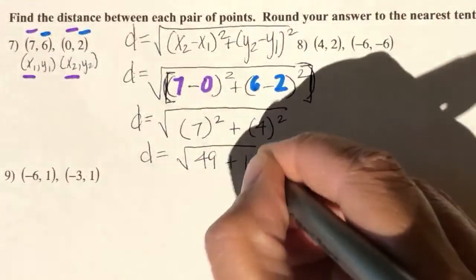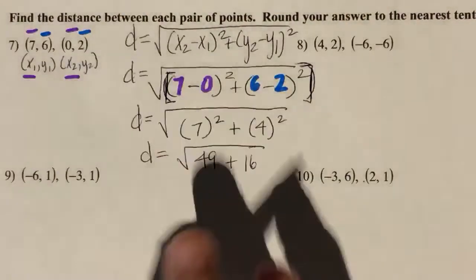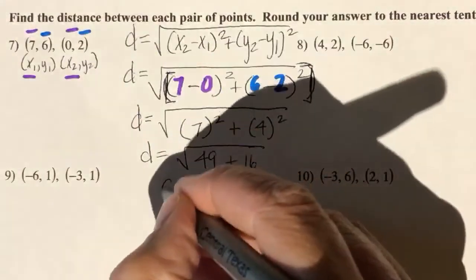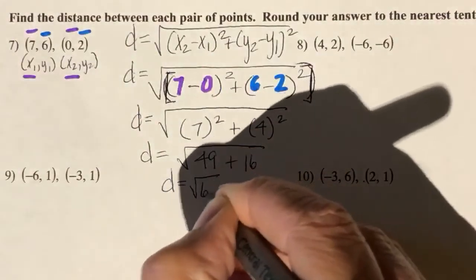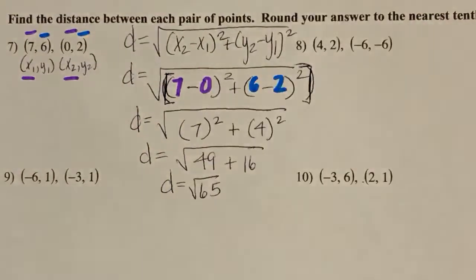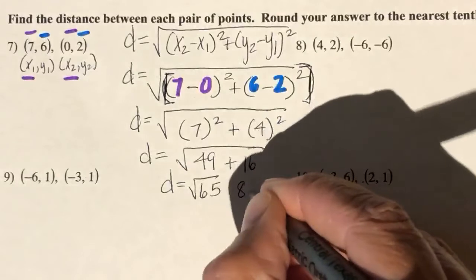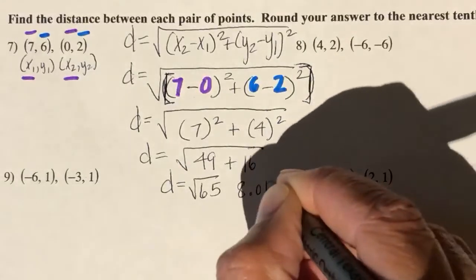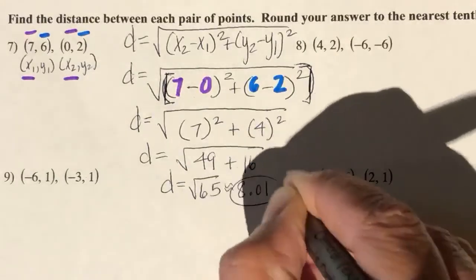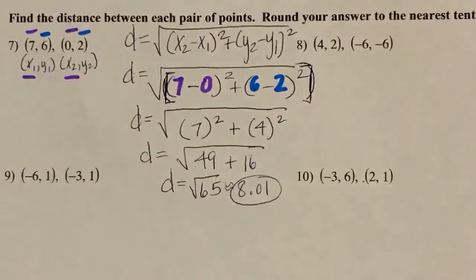So I've got 49 plus 16, and 49 plus 16 is 65, so your distance is the square root of 65. You will have a calculator so that you can actually calculate this. And if you do the square root of 65, it's like 8.01 or something like that. And so that would be your distance, okay?